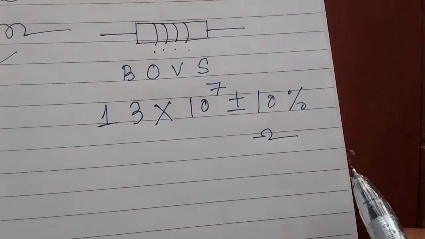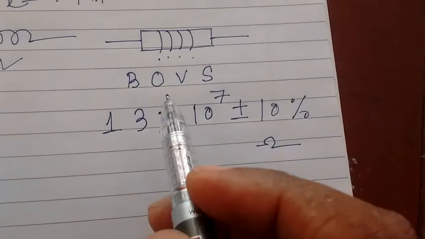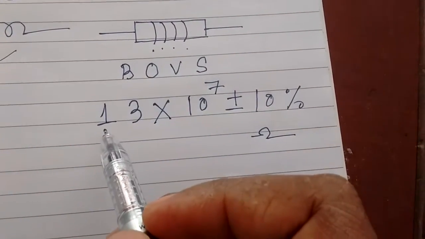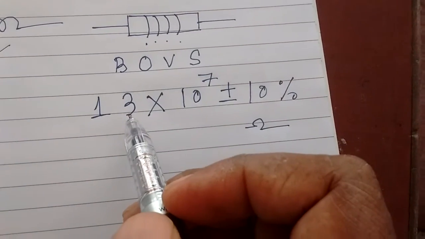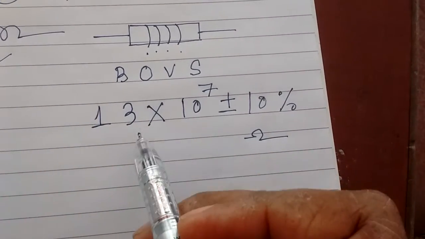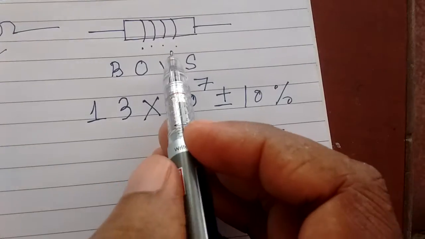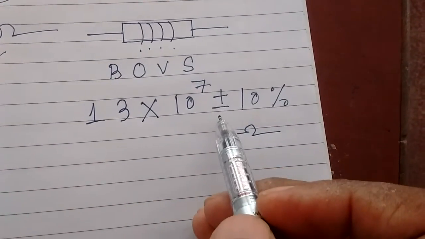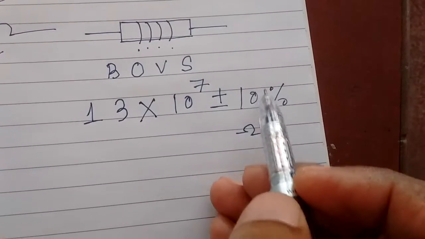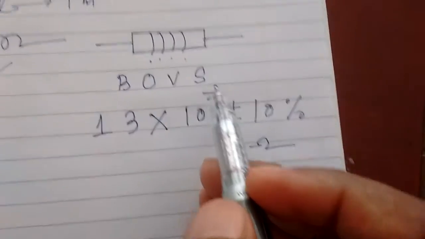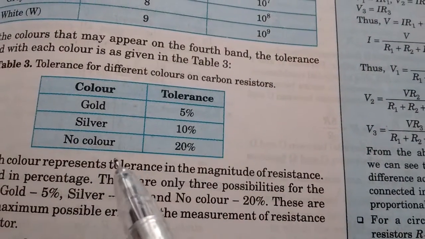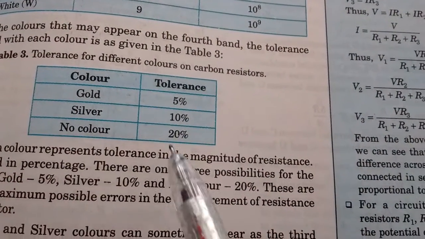Okay, clear? So how to write the value? First color, write the corresponding number. Second color, write the corresponding number. Then put multiplication sign. This is multiplier value. Third color multiplier value is written here. Then put plus minus sign. Write down the tolerance level of fourth color. Of course, the fourth color will be from this table. Either gold, silver, or there could be no color also.